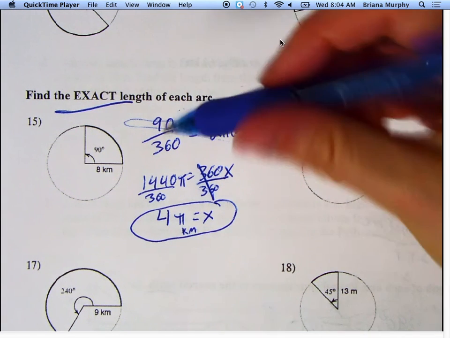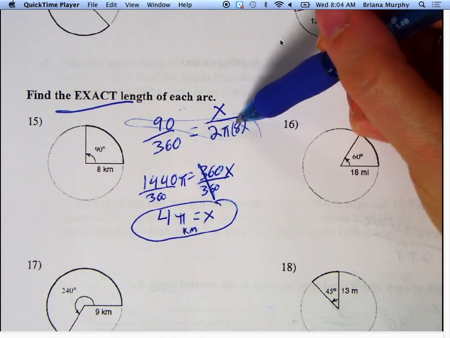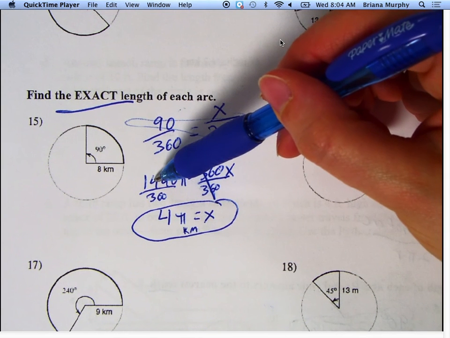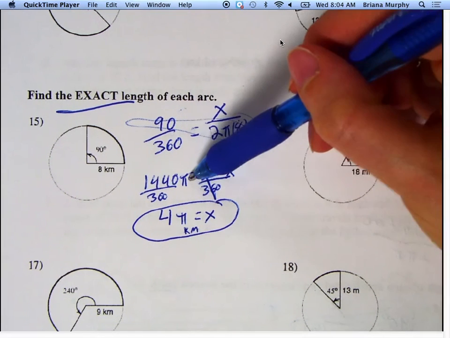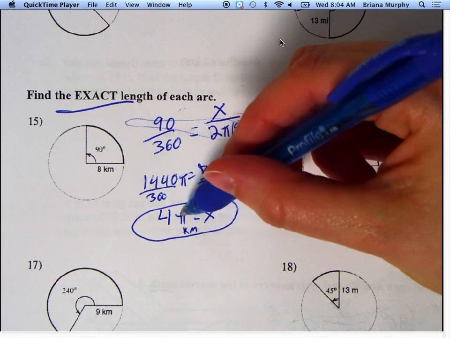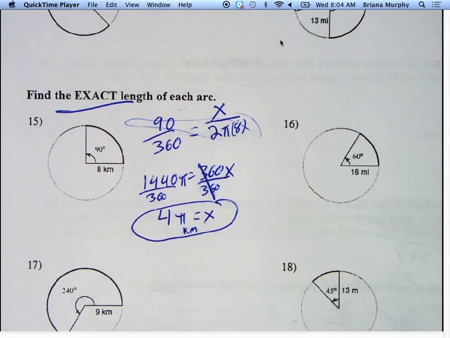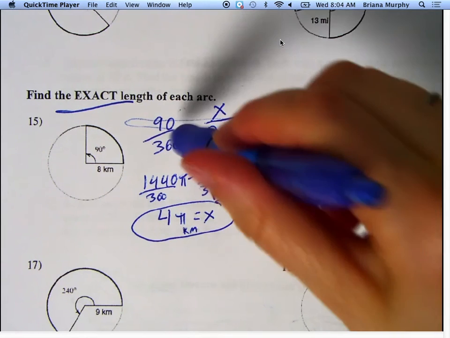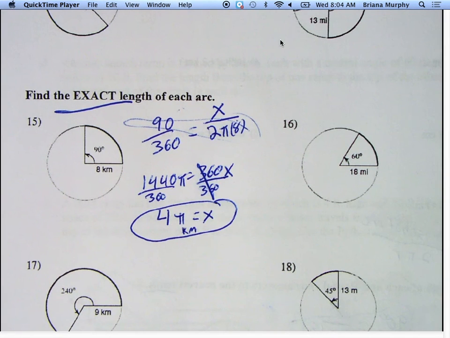So you go 90 times 2 times 8 is 1,440. And I put the pi at the end. I divide by 360, and I just bring the pi down, and I get 4 pi. Does that make sense? Okay, so whenever it says exact length, don't times it by pi. Kilometers.